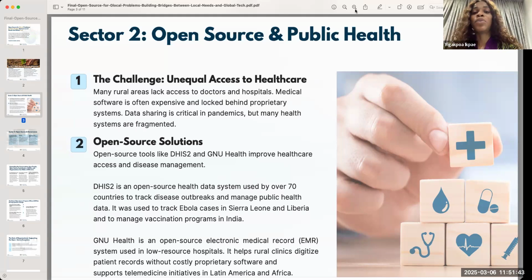So we have GNU Health. GNU Health is basically an open source electronic medical record, EMR, system used in low resource hospitals. The impact is that it helps rural clinics digitize patient records without costly proprietary software. It also helps telemedicine initiatives in Latin America and Africa. GNU Health is hosted on Codeberg. They've won a lot of awards. I can't even count the number of awards that they've won. I've shared their repository link.